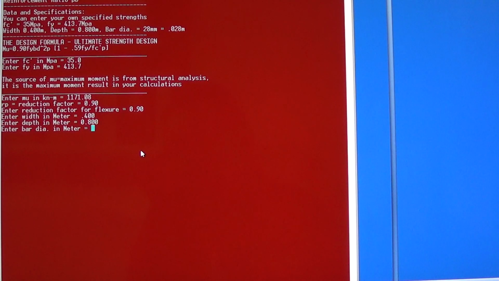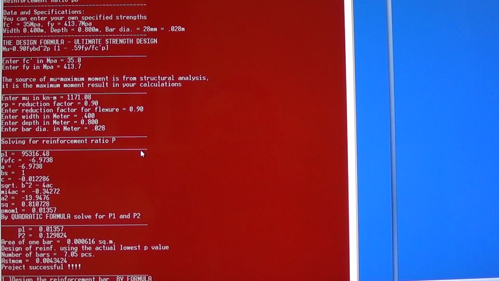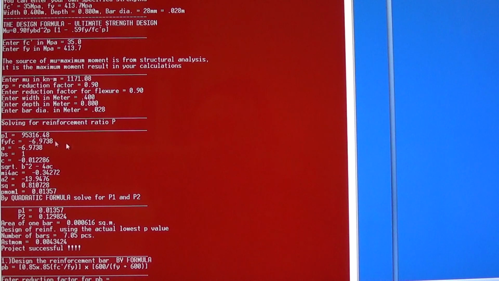And now the bar diameter they use. In bar diameter you can try 25 millimeter, 28 or 30, 35 millimeter. Here I use 28 millimeter. I have to convert that in meter, which is 0.028 meter in diameter. And now here we go.